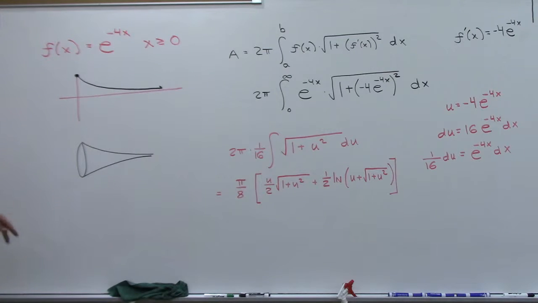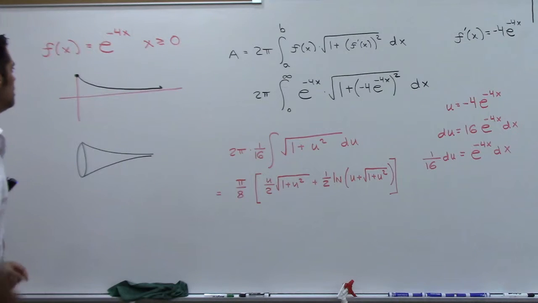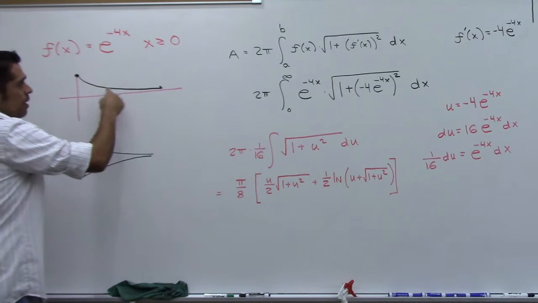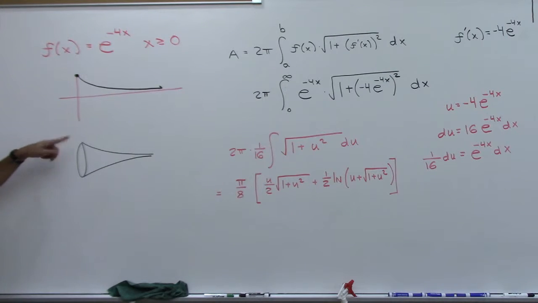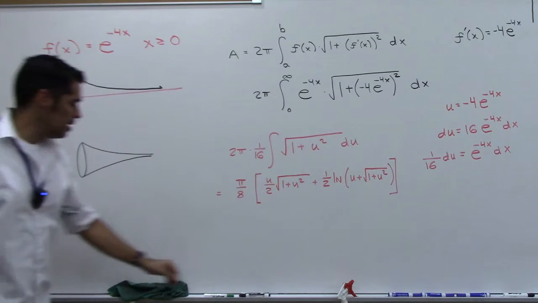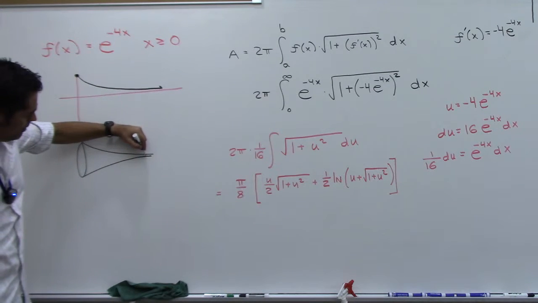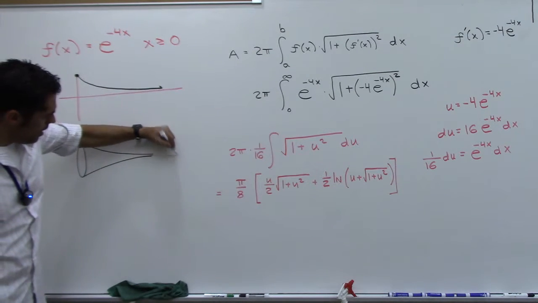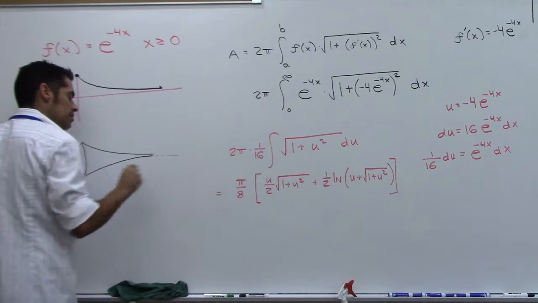So I'm going to do an example here. We have a function e to the negative 4x on the interval x bigger than or equal to 0. So here's the graph of e to the negative 4x, and it goes out forever. We want to wrap it around the x-axis and find the surface area. When we wrap it around the x-axis, we get this thing that looks like a funnel, but it gets smaller and smaller and smaller, but it goes forever. It's kind of an interesting idea.